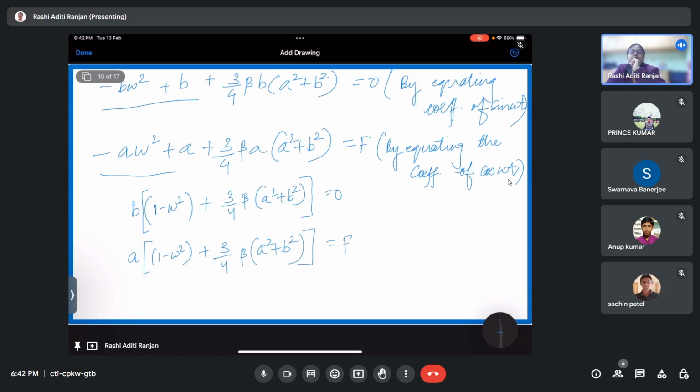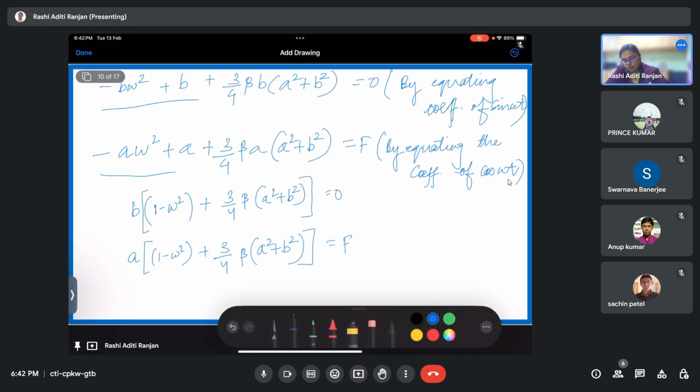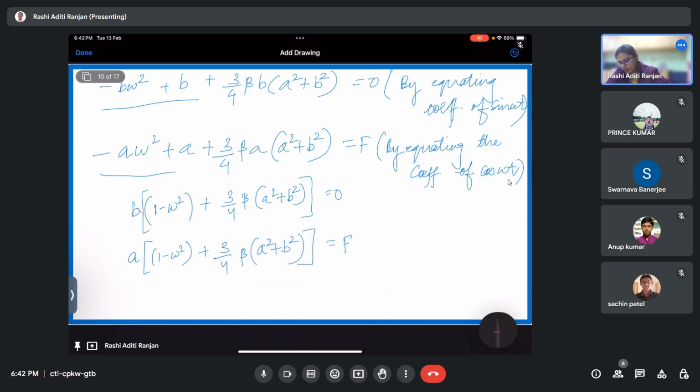Now, if you see both these expressions, let's first discuss the first one. For the first one, we can see that there is a multiplication here, and this is equal to 0. Now, this being equal to 0 means either b is equal to 0 or this whole term goes to 0. So we'll have two cases: if b is equal to 0, and if this whole term which is in the square bracket is equal to 0.